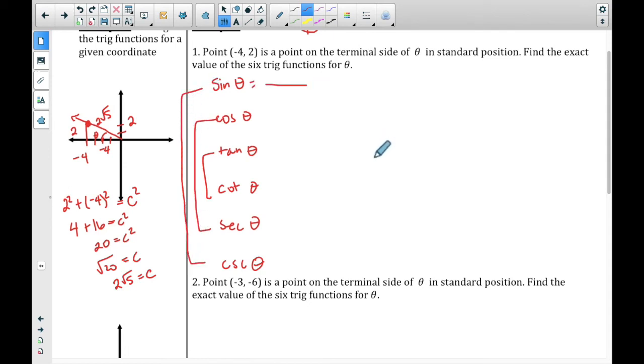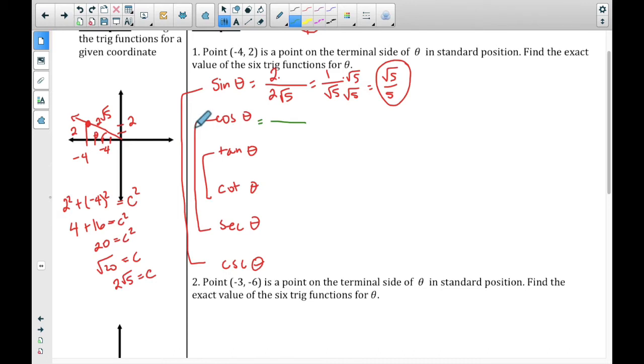Okay, so sine of theta is opposite over hypotenuse. That's going to be 2 over 2 radical 5, which reduces. The 2's cancel each other out, and you get 1 over radical 5. But, of course, you're not supposed to have a radical 5 in the denominator, and so we're going to have to multiply that by radical 5, and we get that the sine of theta is radical 5 over 5.